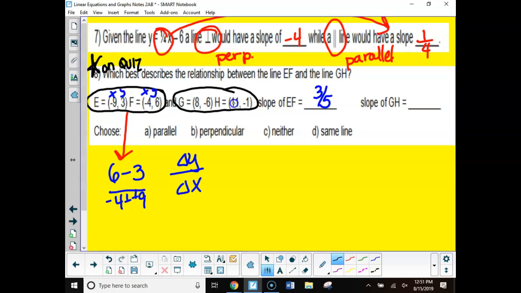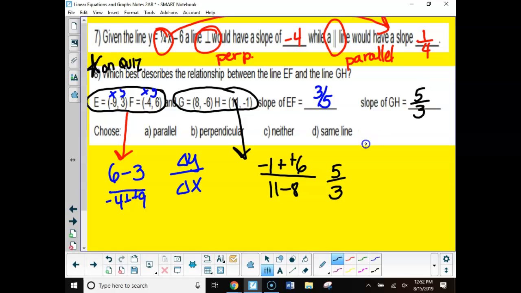Okay, real quick, let's do GH. The Y values are -1, and then I'm supposed to subtract the other Y, which is -6. And then I have 11 minus 8. This gives me +5 and +3 or 5/3. Parallel, perpendicular, or neither?